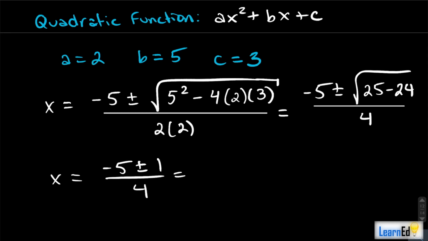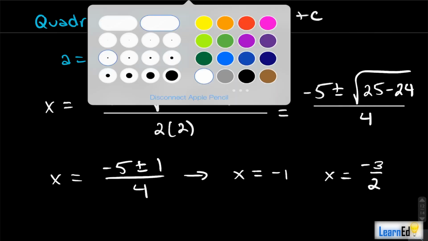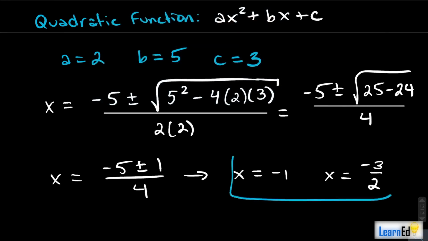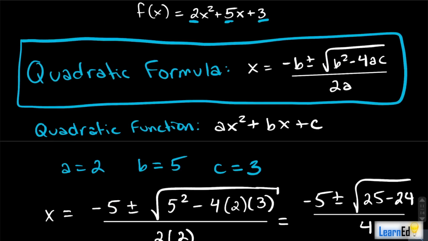So we get x equals -5 plus 1 over 4, which is -4 over 4, which is -1, and x equals -5 minus 1 over 4, which is negative 6 over 4. We can rewrite that as negative 3 over 2, and that's how you're going to want to write it to get full credit on a question. So that is your solution for problem 13.